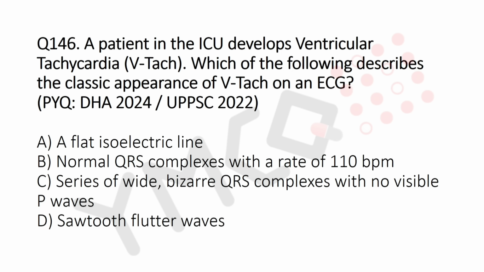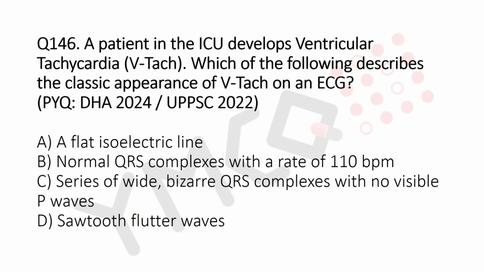Now let's move to question number 146. A patient in ICU developed ventricular tachycardia. Which of the following describes the classic appearance of VTach on an ECG? Option A, flat isoelectric line. Option B, normal QRS complex with rate of 110 bpm. Option C, series of wide bizarre QRS complexes with no visible P wave. Option D, sawtooth flutter waves.